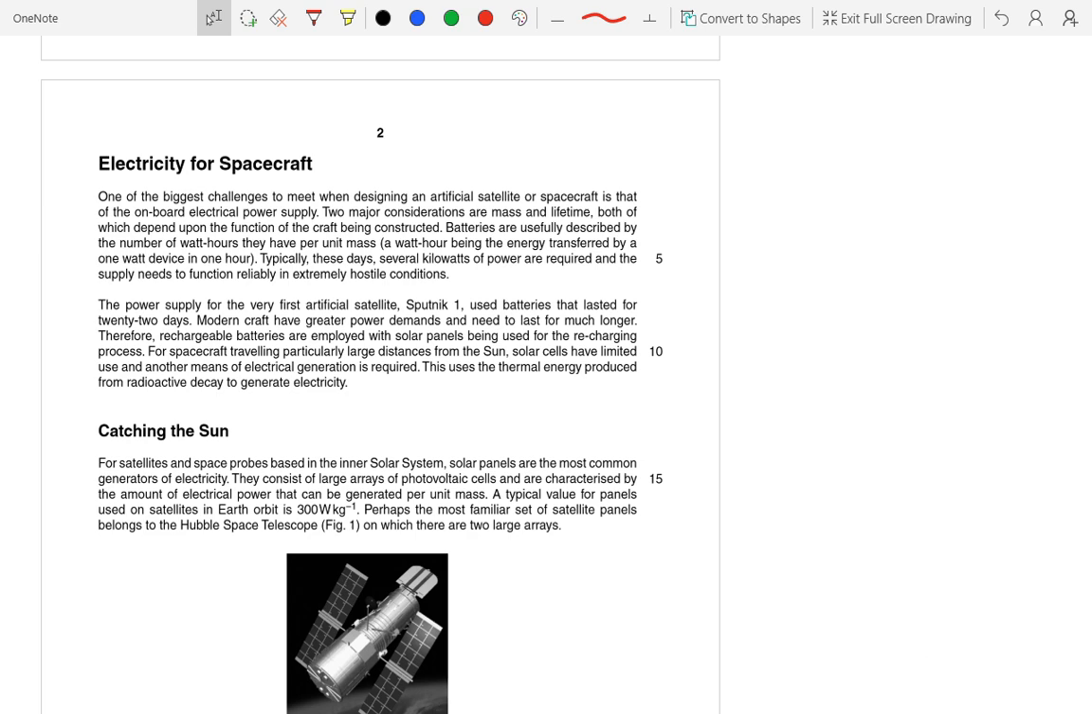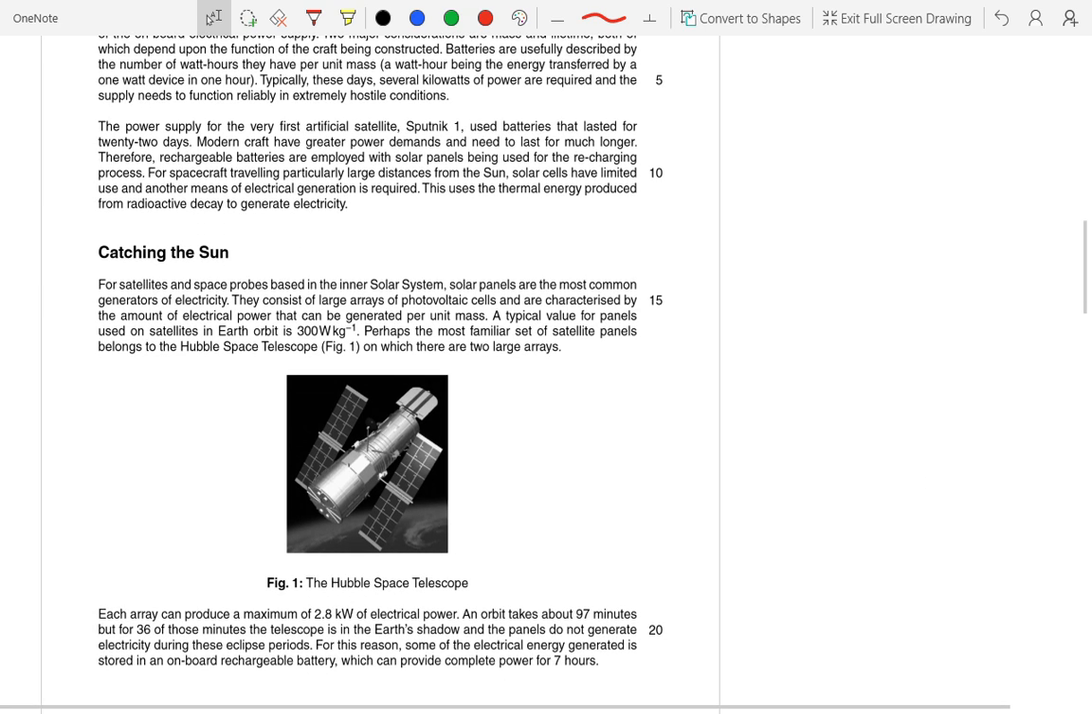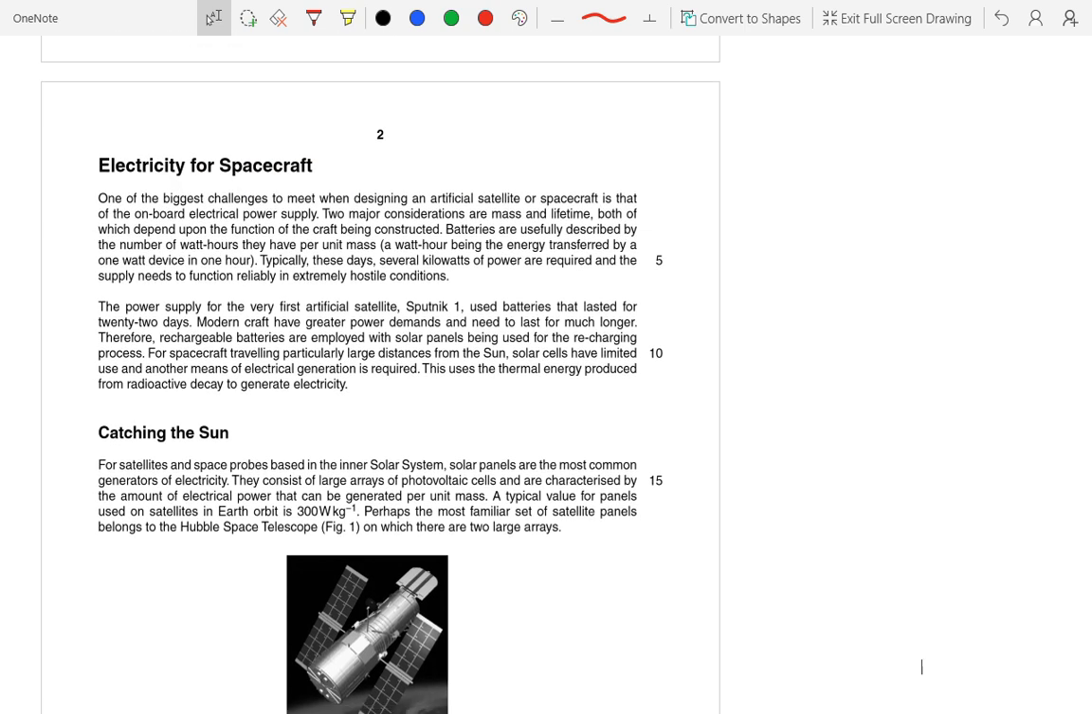So let's move on. This first section tends to just summarise what's going to be happening in the rest of the article. So it's talking about large distances, different electrical generation is required, so things like nuclear power, things like that. And all this section at the top here is all going to come up in the rest of the article. It's just introducing the topic.